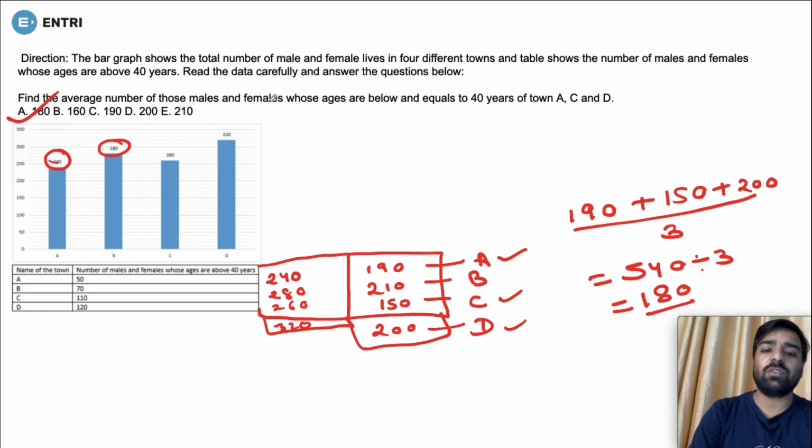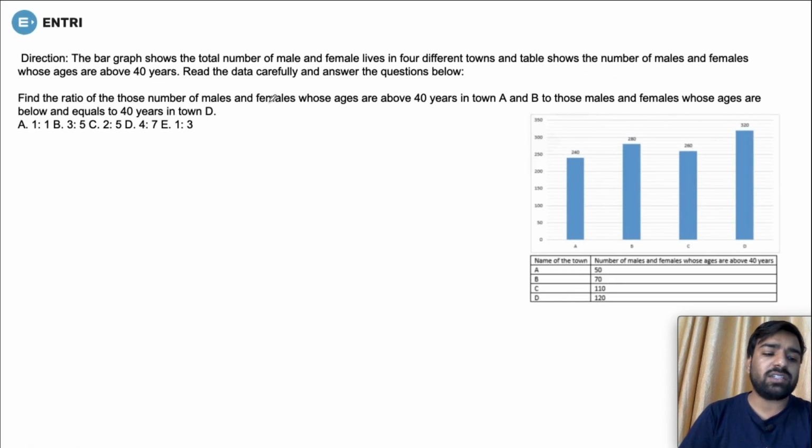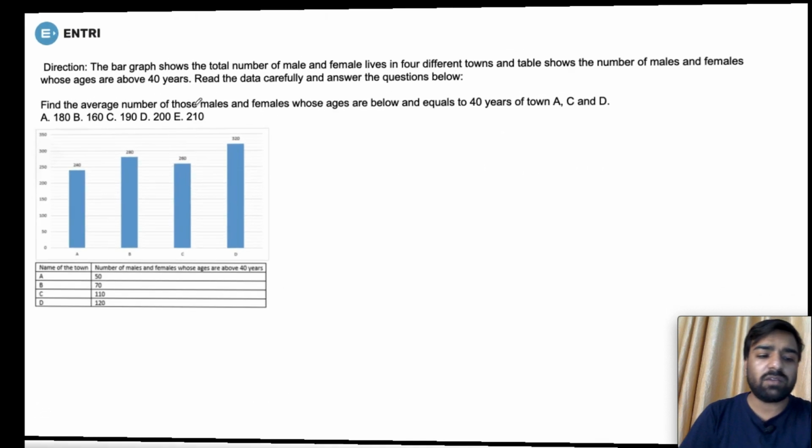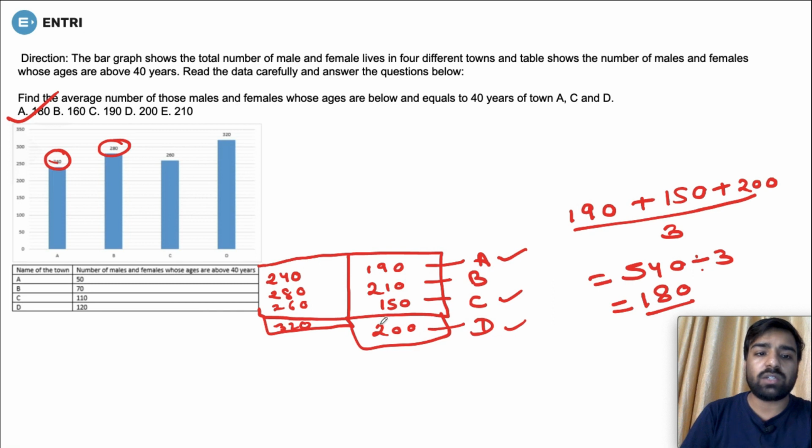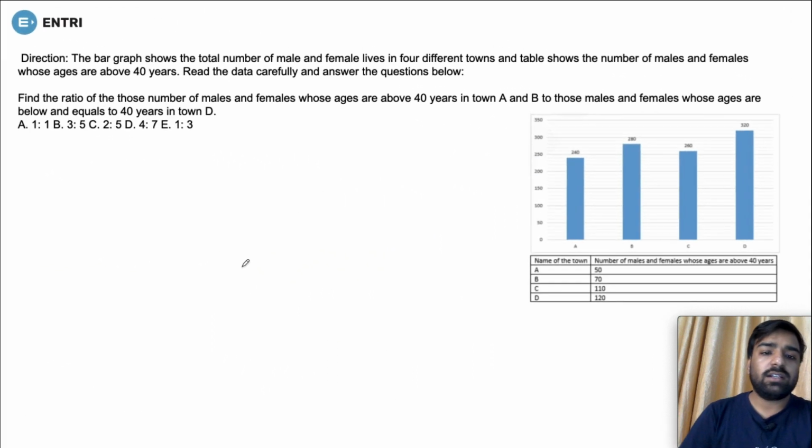Fine. Let's move on to the next question. The next question says to find the ratio of the number of males and females whose ages are above 40 in towns A and B to those males and females whose ages are below or equal to 40 in town D. For town D, how many people were there? In town D there were a total of 200, so we are talking about 200 people whose age is less than 40. So it would be 200.